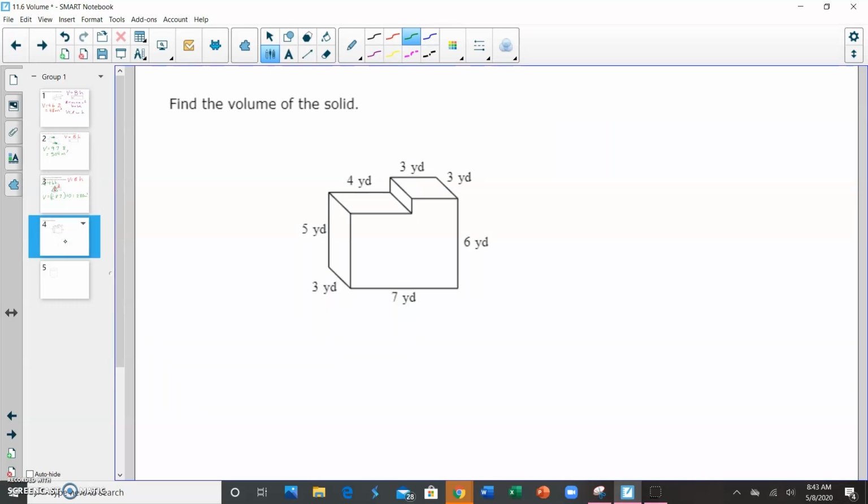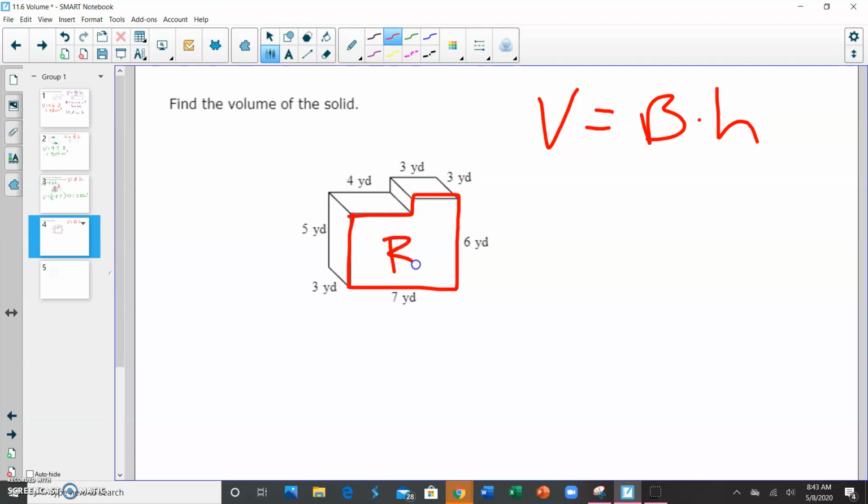Okay, so again, we need a matching top and bottom. So your volume is the area of the base times the height. This right here is your base, and that is your base, so that is your capital B. And then this is your height. So we need to find the area of that.